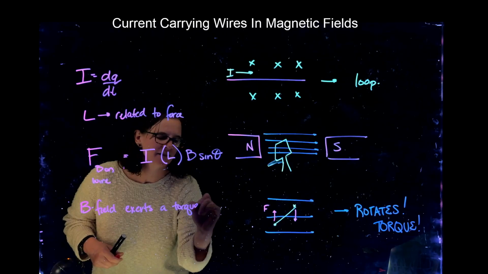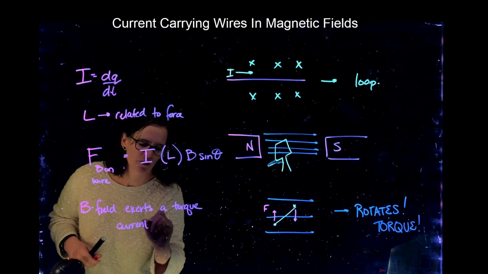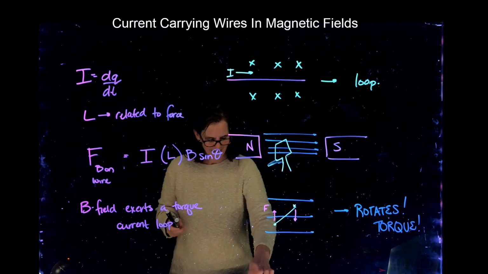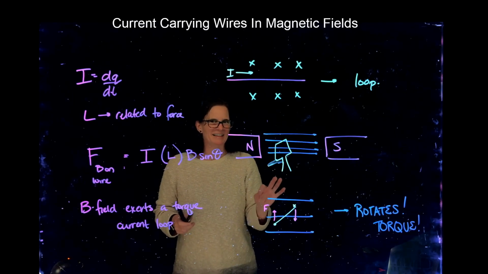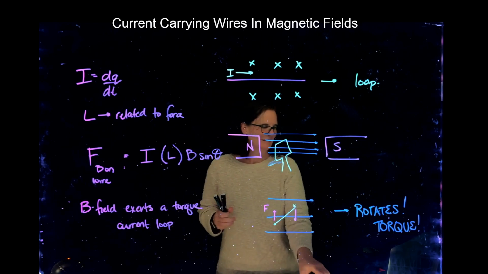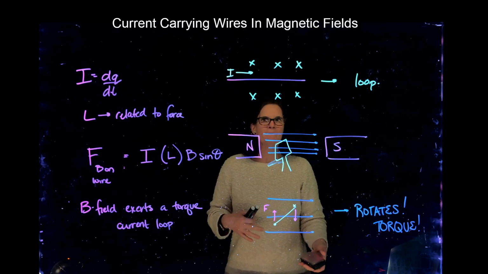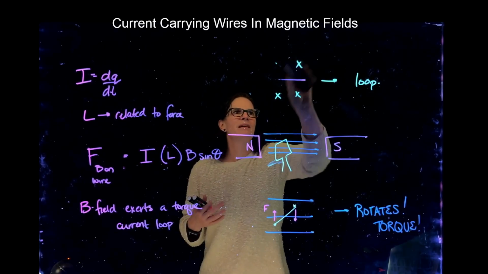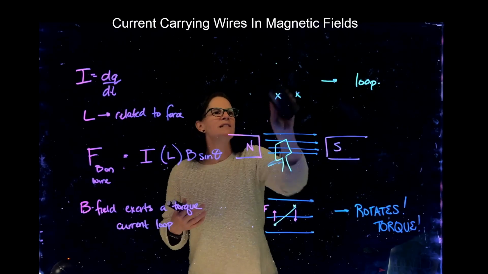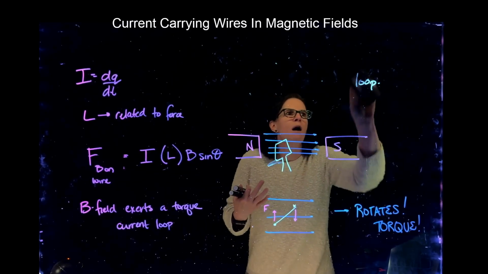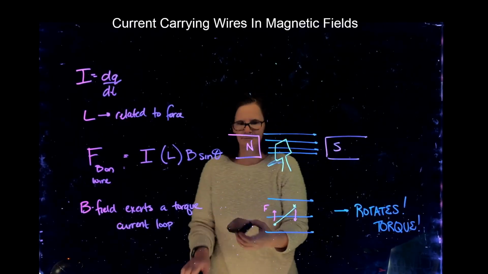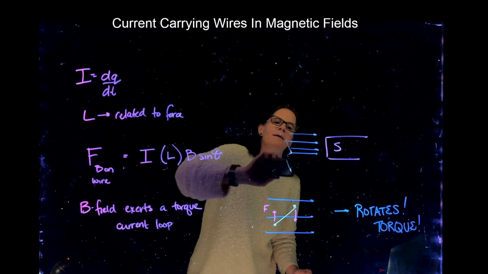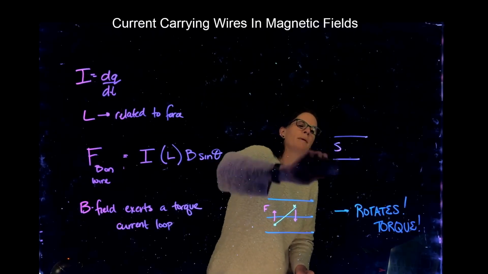A magnetic field can exert a torque on a current loop. All right? What's that torque going to be related to? So now we're going to look at current carrying wires and magnetic fields, but as loops. Think about what the torque, the magnitude of that torque, how strong a rotation it can exert, is related to in terms of this current carrying loop of wire in a magnetic field.